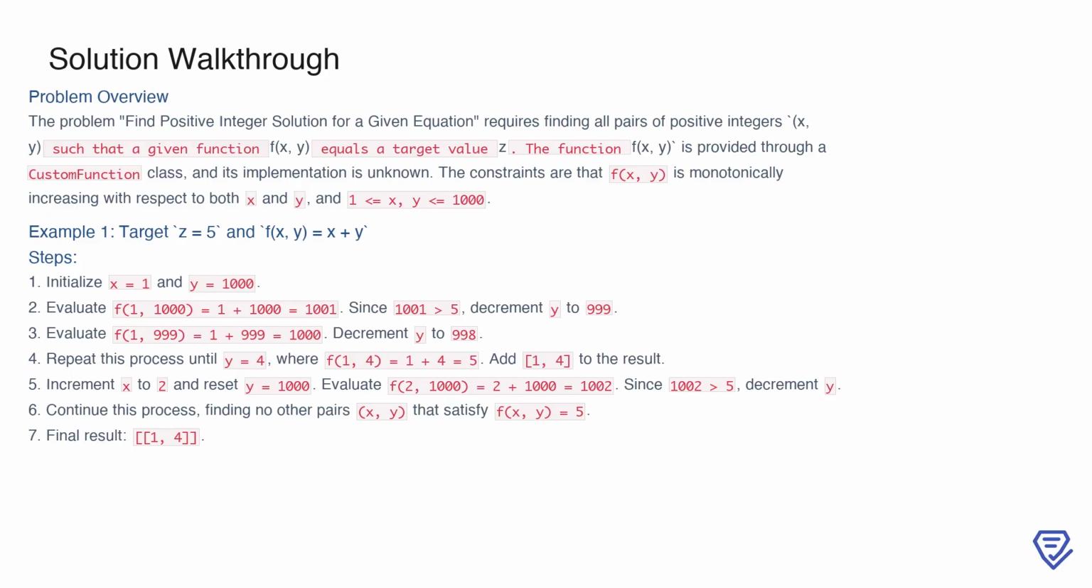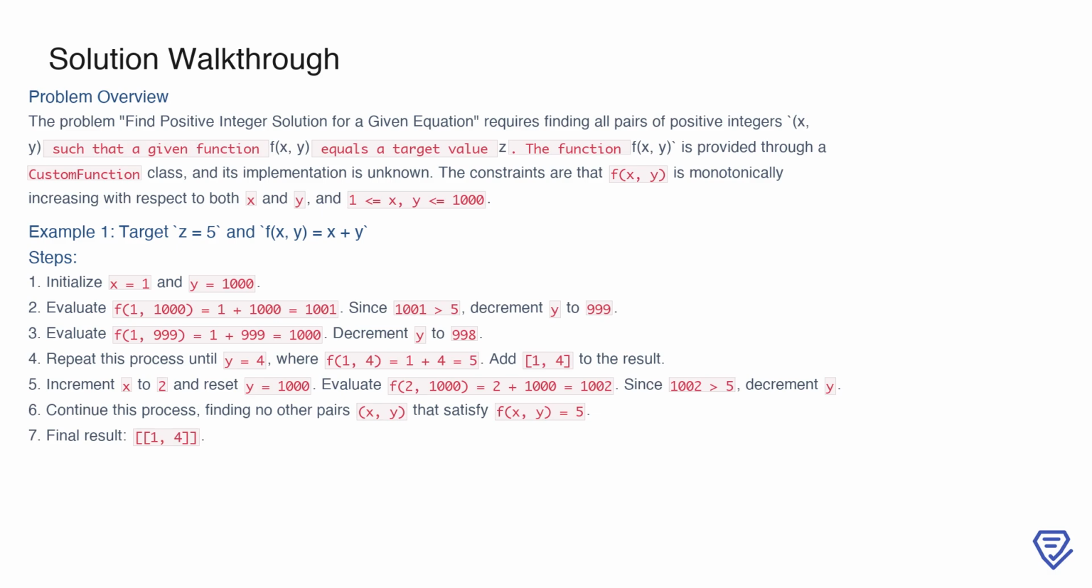As an example, let's consider a case where the target z is 5, and the function is defined as f(x, y) equals x plus y. We start with x equals 1 and y equals 1000. Calculating f(1, 1000), we get 1001, which is greater than our target z. To reduce the value, we decrement y. This process continues until y equals 4, giving f(1, 4) equals 5, which matches our target.